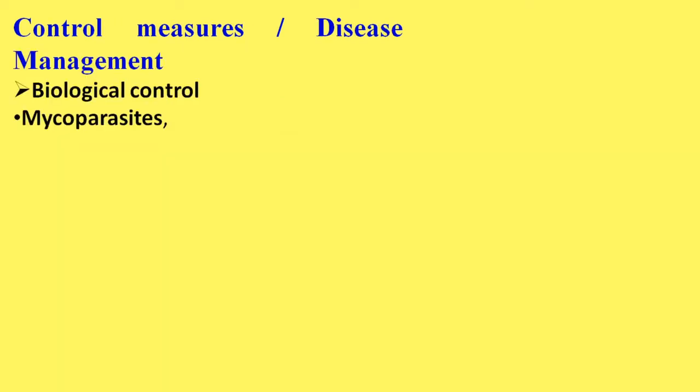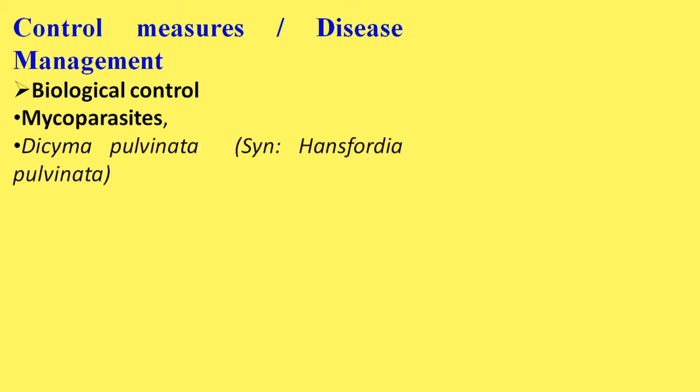By using this breeding procedure, new varieties are always utilized over there. Another method of disease control is the biological control measure, and here the mycoparasites are utilized. Now you should know what a mycoparasite is. Mycoparasites are certain fungi which feed upon another fungus. It means one fungus is an enemy of another fungus, so that is referred to as a mycoparasite.